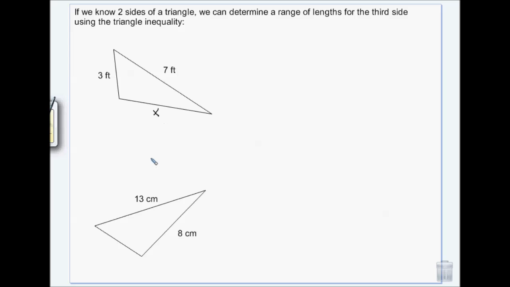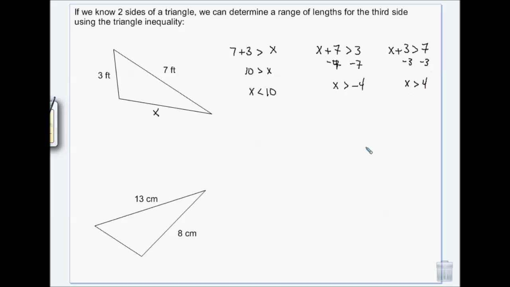Okay, if I call this x, I know that 7 plus 3 is going to have to be bigger than x. Well, I also know that x plus 7 will have to be bigger than 3, and x plus 3 would have to be bigger than 7. And so I can solve each of these. So I get 10 is greater than x, or you could say x is less than 10. If I subtract 7 from both sides, I get x is greater than -4. And if I subtract 3 from both sides, I get x is greater than 4.